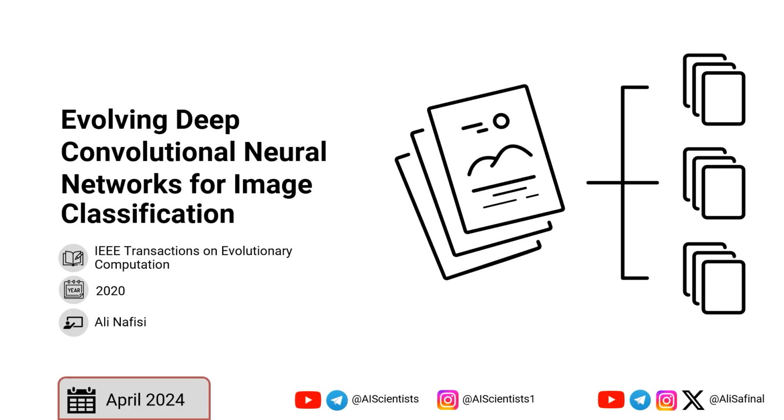I'm Ali Nafisi, and today I'm gonna present the paper Evolving Deep Convolutional Neural Network for Image Classification, published in IEEE Transactions on Evolutionary Computation Journal in 2020.